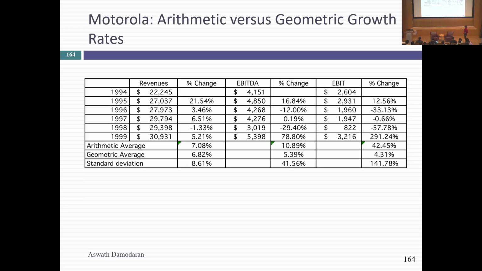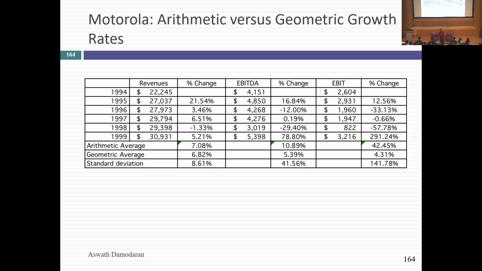So when I look at revenue growth, my arithmetic average is 7.08%. My geometric average is 6.82%. Not a big deal, right? They look pretty similar. As I go to EBITDA, my arithmetic average is 10.89%. My geometric average is 5.39%. The difference is widening. As I go to EBIT, it's 42.45% arithmetic average, about 4.31% geometric average. It's becoming even wider. If I'd added the net income and the earnings per share, you'd see the difference get even wider.